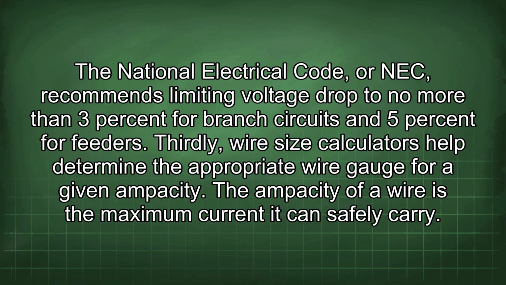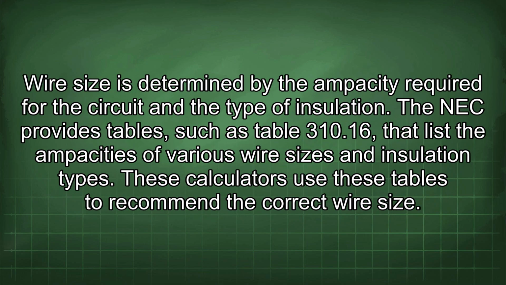Thirdly, wire size calculators help determine the appropriate wire gauge for a given ampacity. The ampacity of a wire is the maximum current it can safely carry. Wire size is determined by the ampacity required for the circuit and the type of insulation. The NEC provides tables, such as Table 310.16, that list the ampacities of various wire sizes and insulation types. These calculators use these tables to recommend the correct wire size.